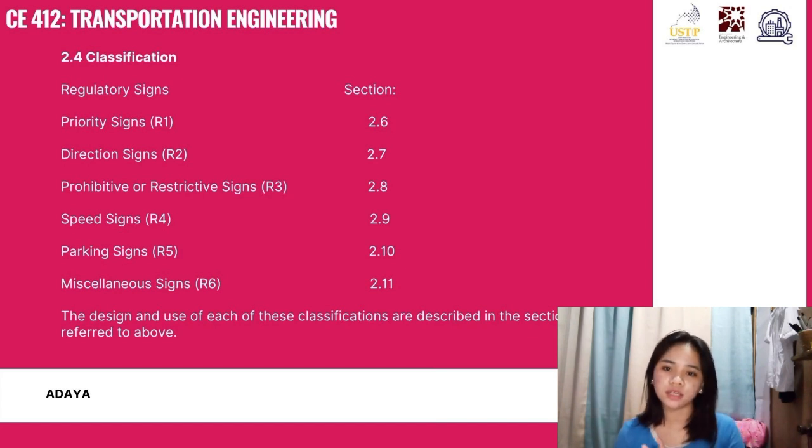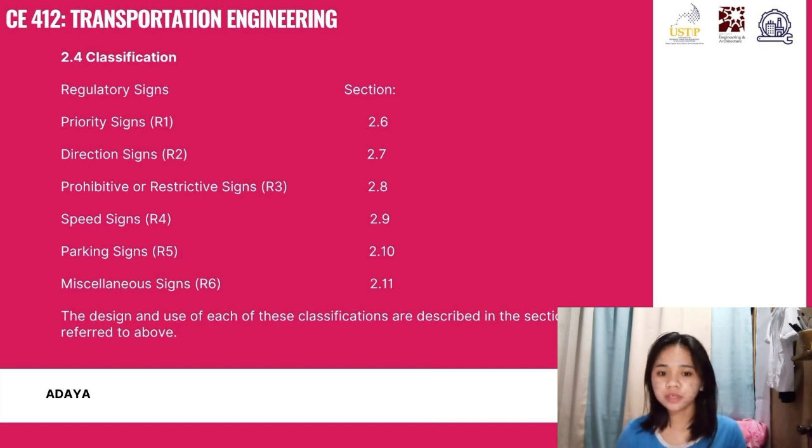An example is the stop and give way sign, which is the stop sign: you must stop completely and then give way, slow down, and let others go first. And then direction signs in section 2.7. So these are the signs that control the direction of traffic. An example is one way, no entry. So it means no entry, you cannot enter the road.